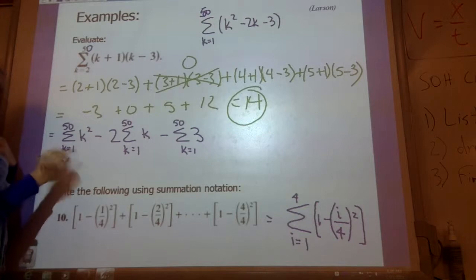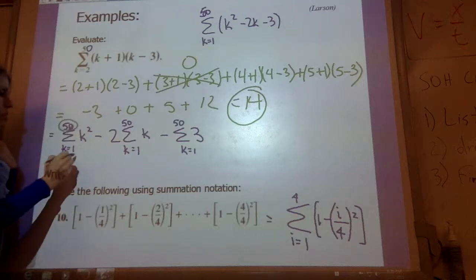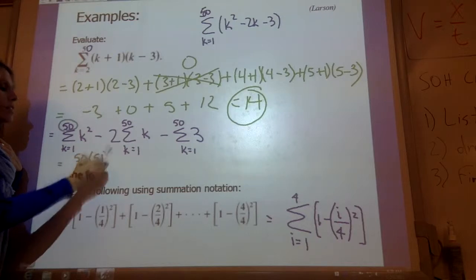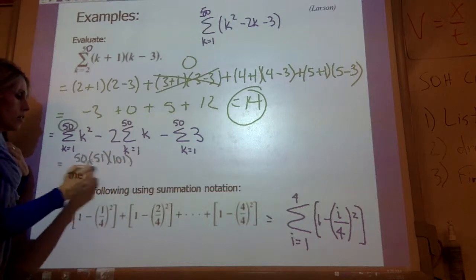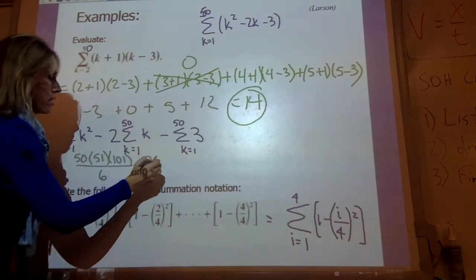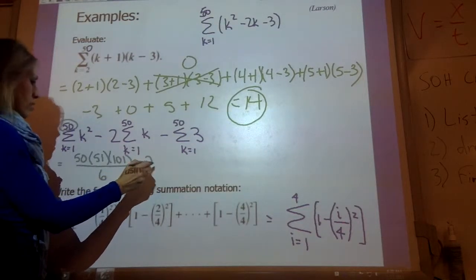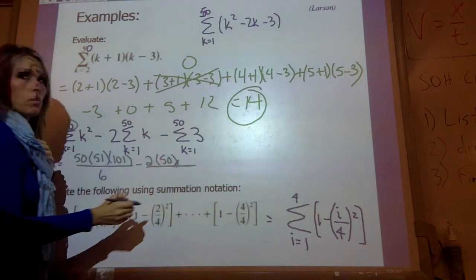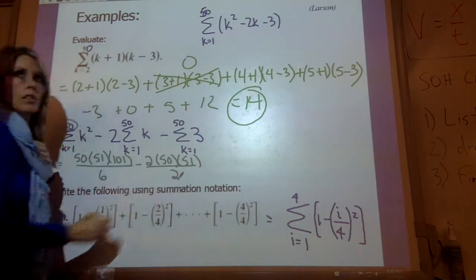So this is going to be, we can put in our n's now, right? Because we know what n is. That n is 50. So 50 times 2n plus 1, which is 51, and then there's the n plus 1, over 6, minus 2 times 50 times n plus 1, 51, all over 2.